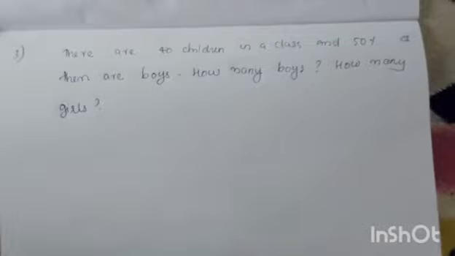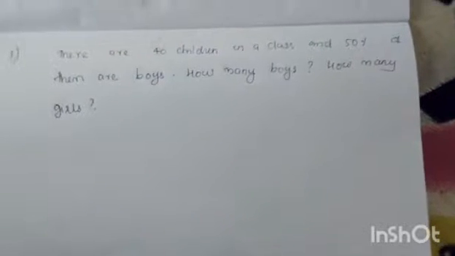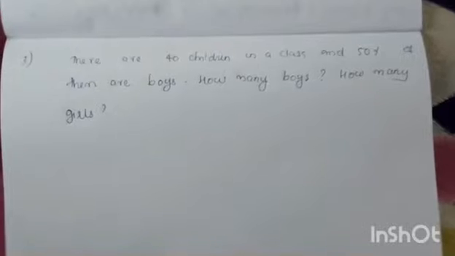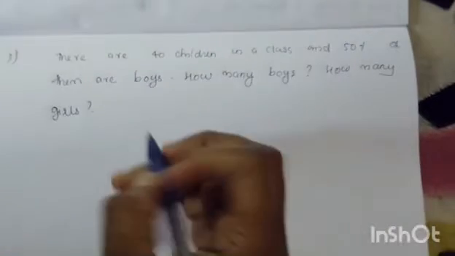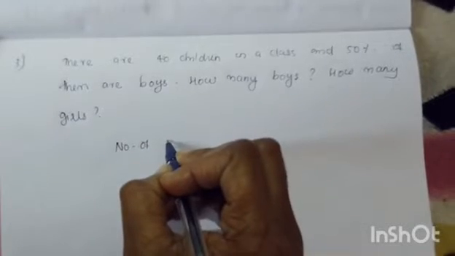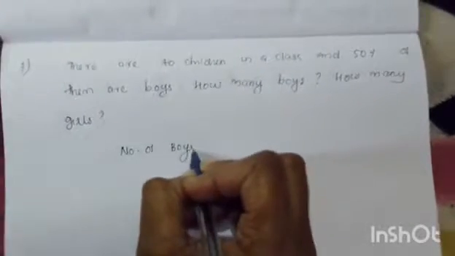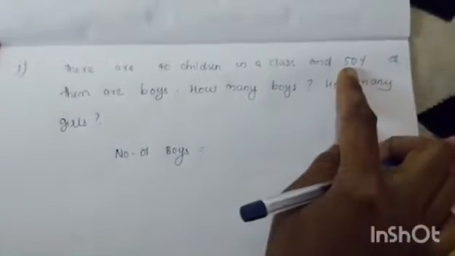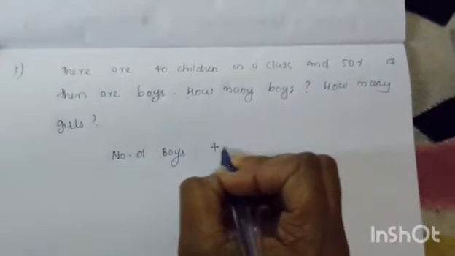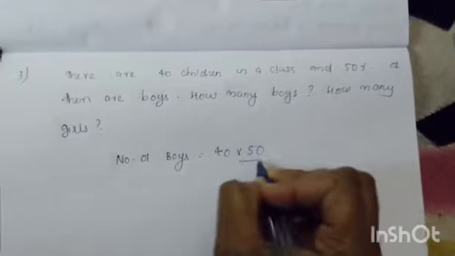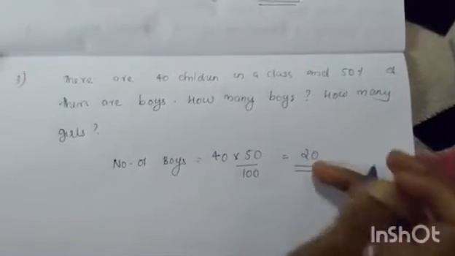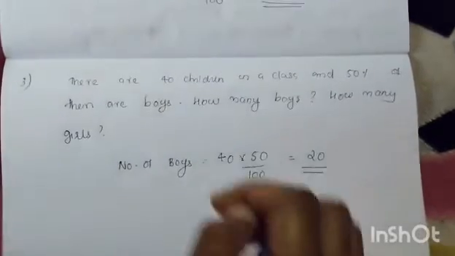There are 40 children in a class and 50% of them are boys. How many boys and how many girls? Here we need to find out the number of boys and girls. For the number of boys, they have given the relation that 50% of the total is the number of boys. That is 40 multiplied by 50 by 100. We get 20. This is the number of boys, 20 boys in the class.